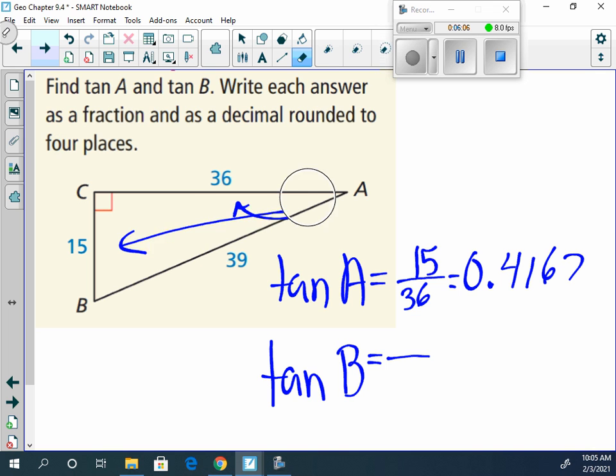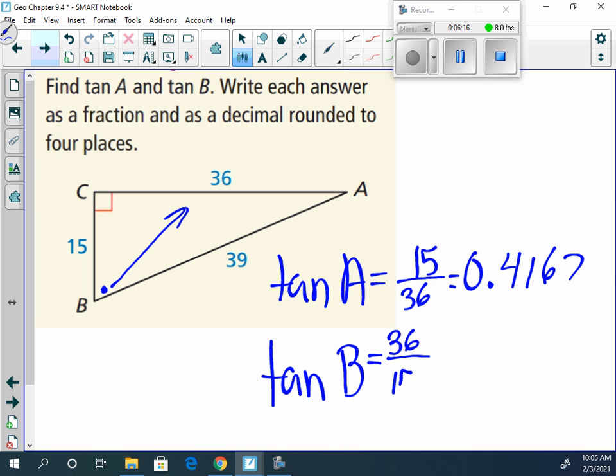Now B is going to be what? So we're looking at this angle here. The opposite side now is what? And the adjacent side is 15. And we get exactly 2.4.